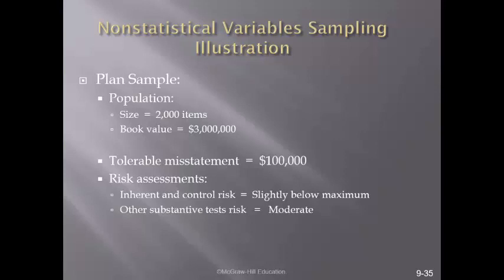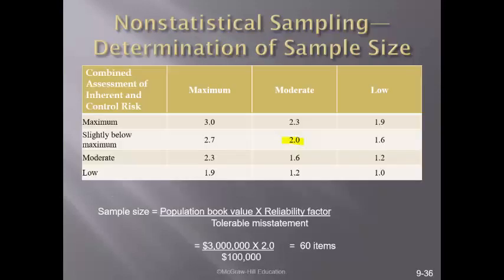In this slide, we have information to use in a non-statistical variable sampling problem. The population is 2,000 items with a book value of $3 million and a tolerable misstatement of $100,000. The risk assessment is that inherent and control risk is slightly below maximum, and other substantive test risk is moderate.